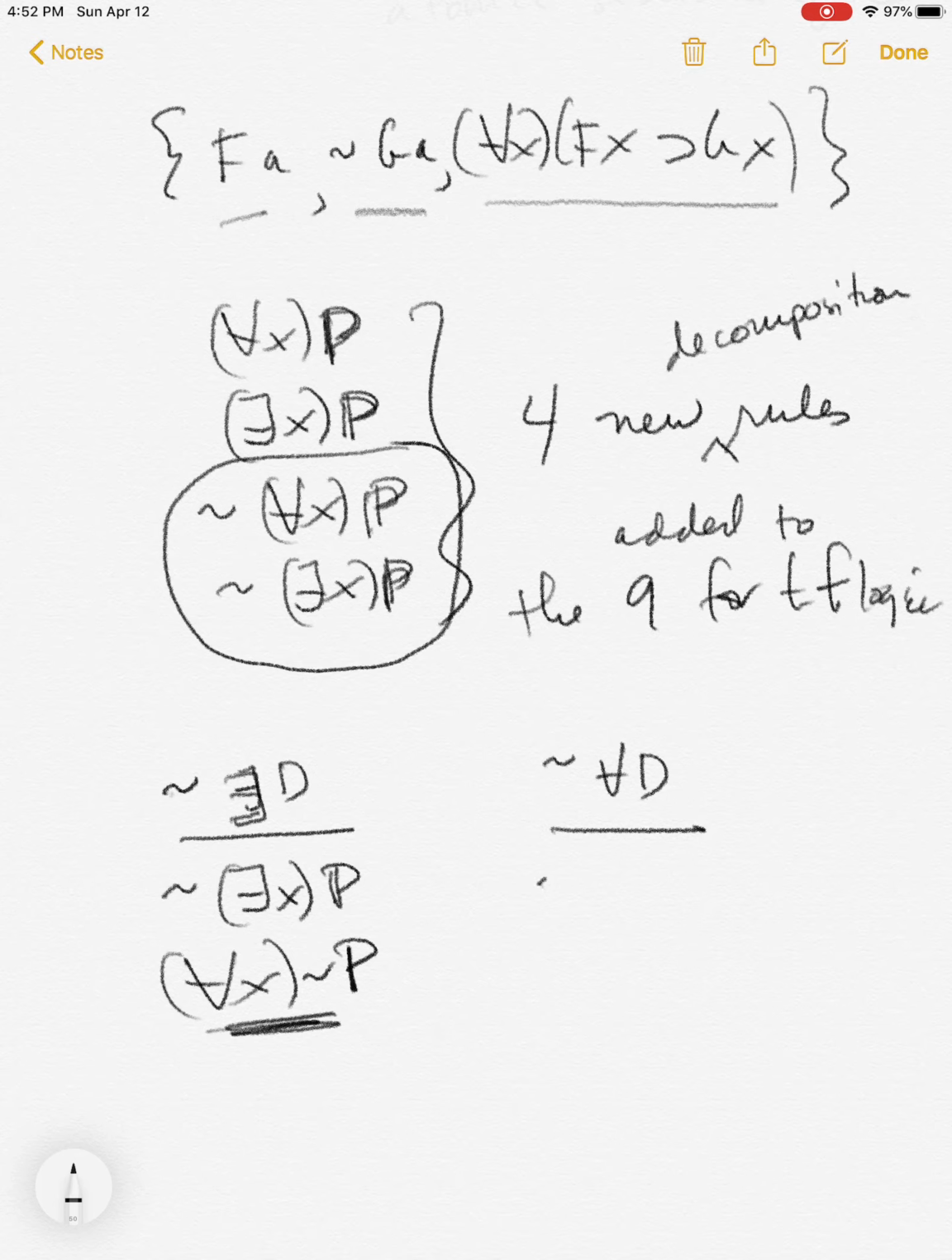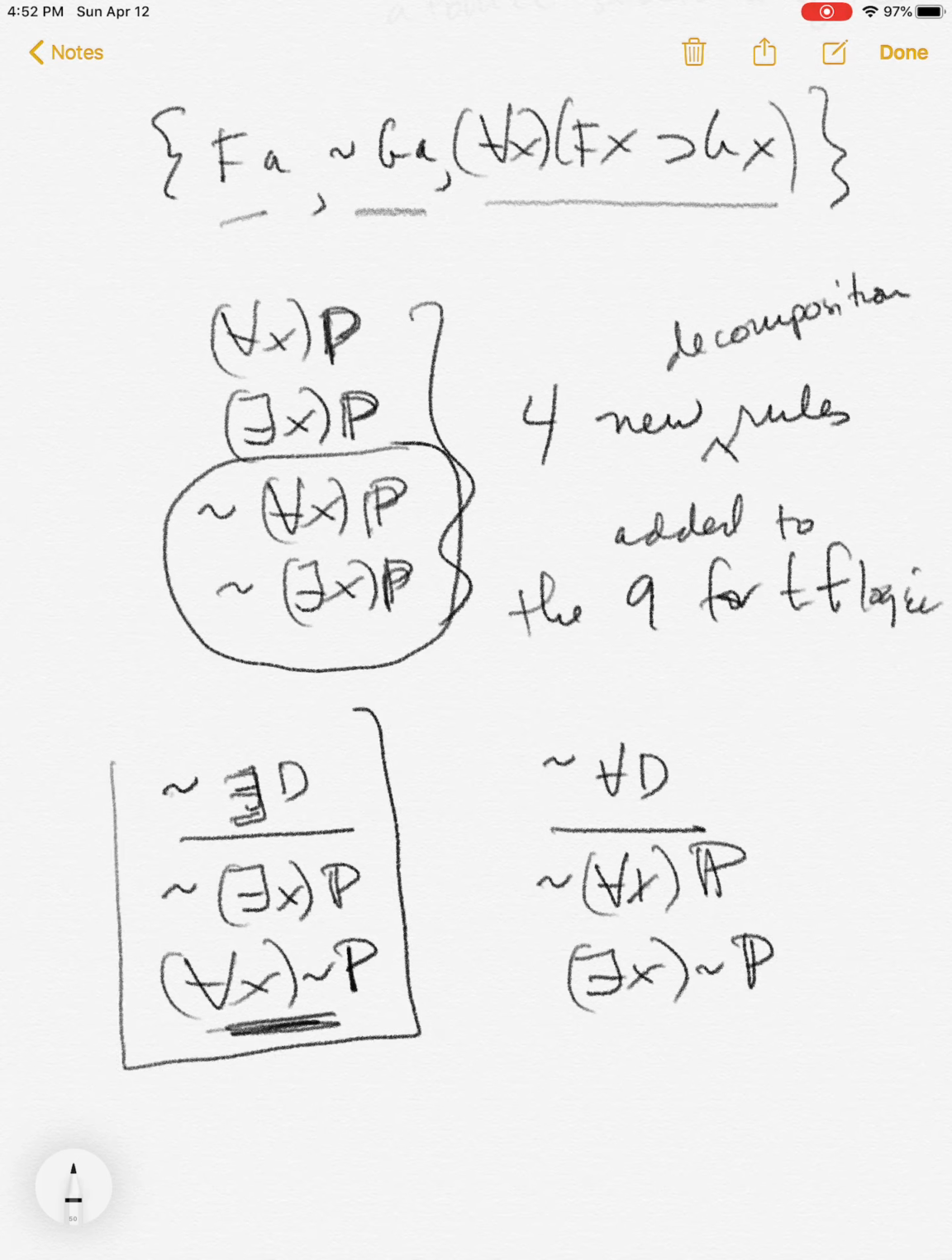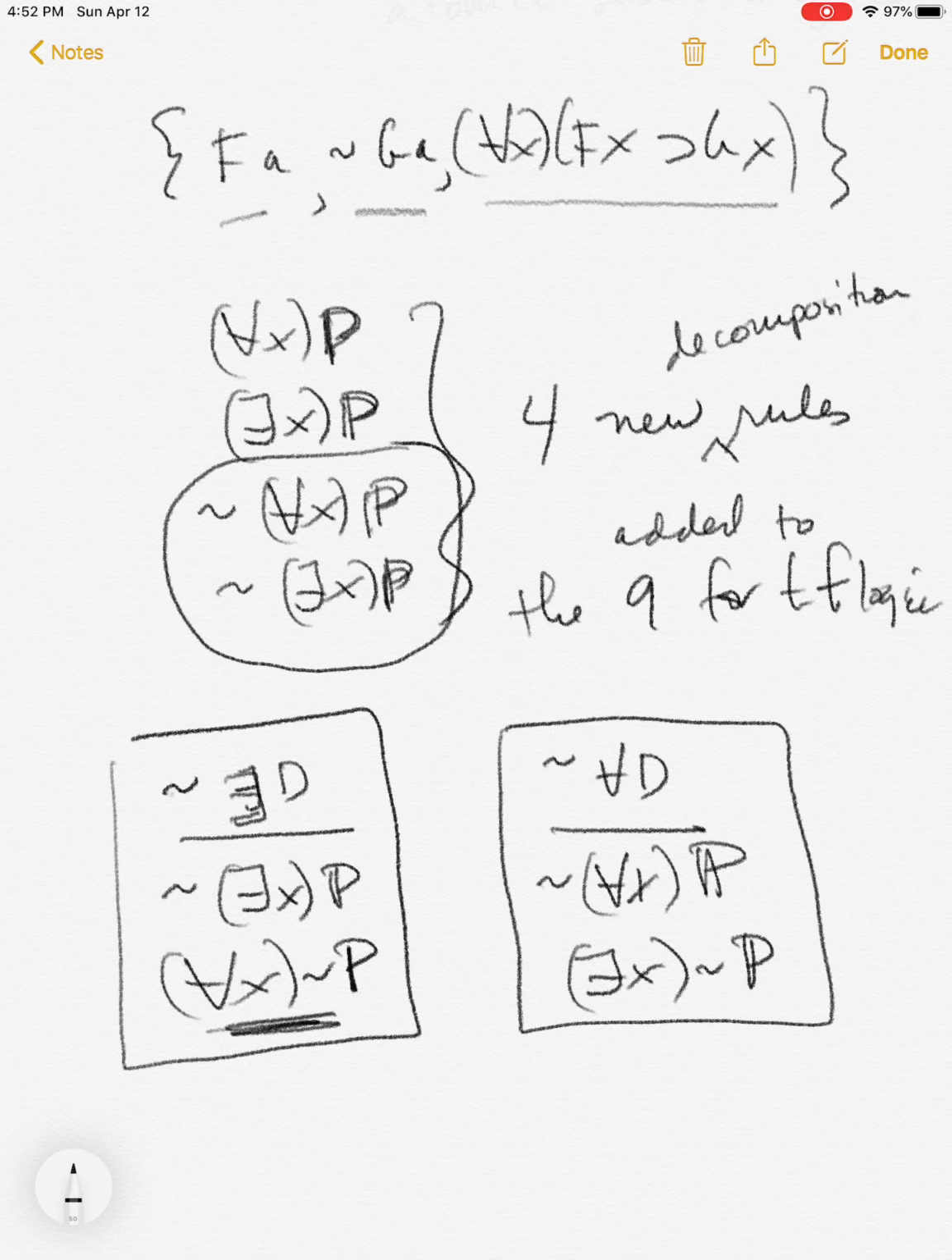And negation universal decomposition, not surprisingly, is going to, not for all x, P, where P is some formula with free X. We push the negation sign through the universal, and it comes out the other side, but turns into an existential. So this is the negation existential decomposition rule. This is the negation universal decomposition rule.